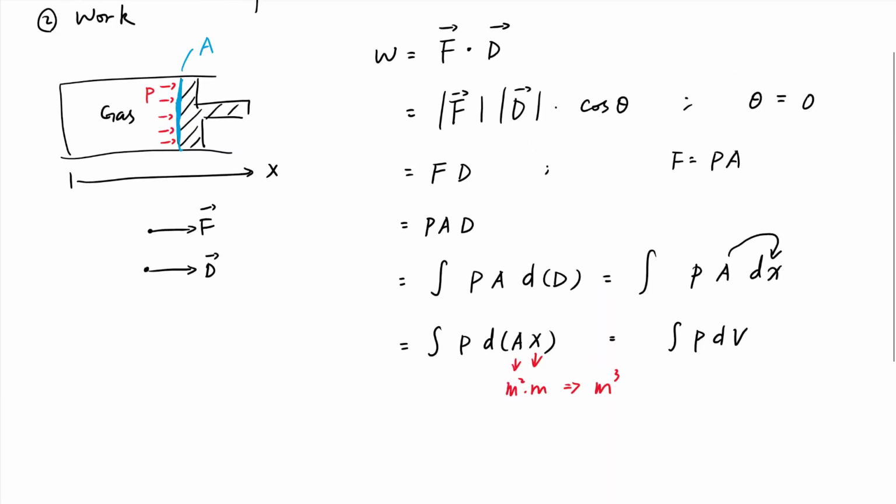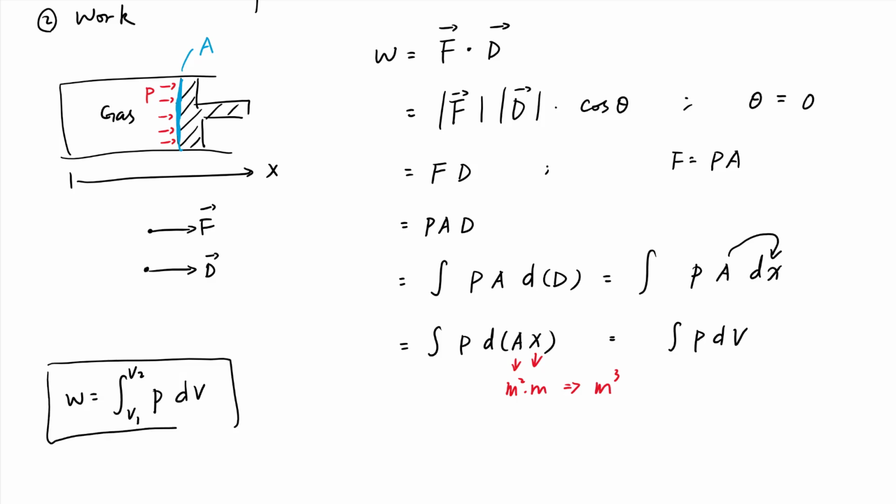Left-hand side is still W. And the right-hand side is integral P dV, where the lower limit should be the initial volume V1 and the upper limit should be the final volume V2. This is the equation we can use to calculate expansion or compression work in this class.